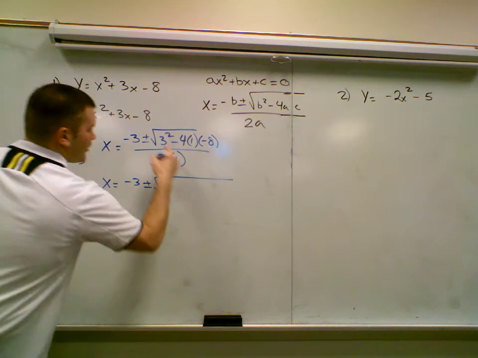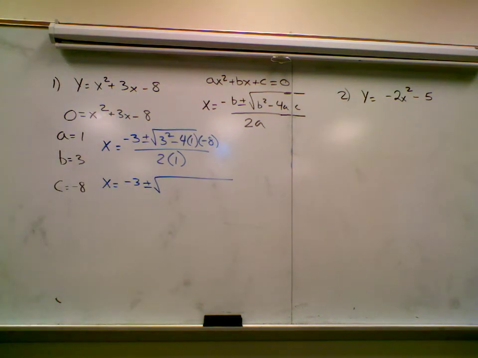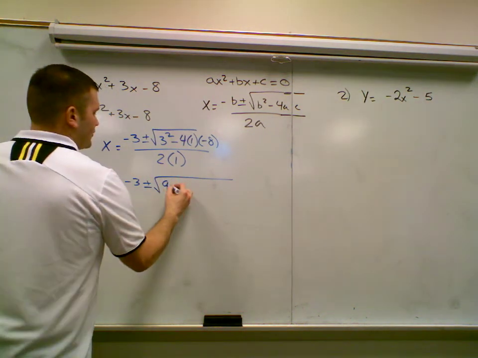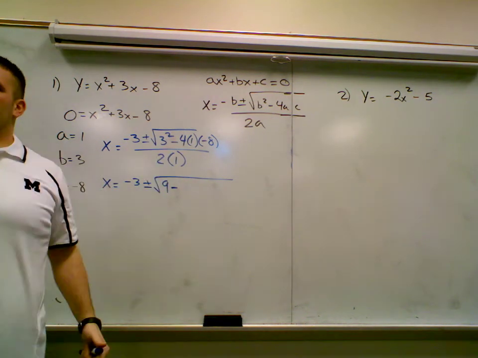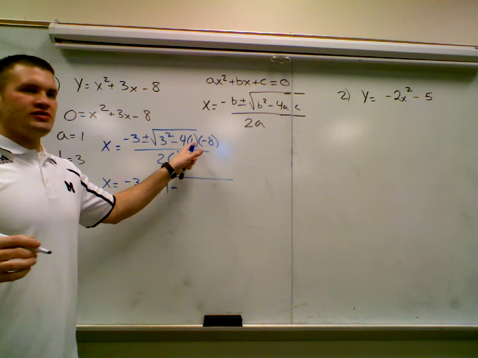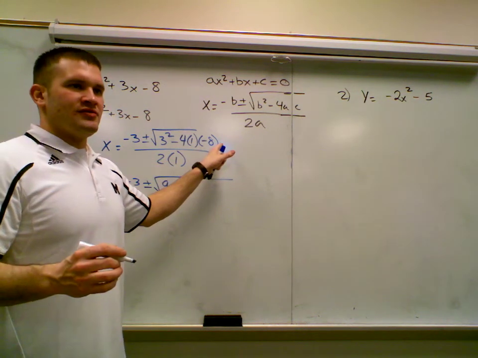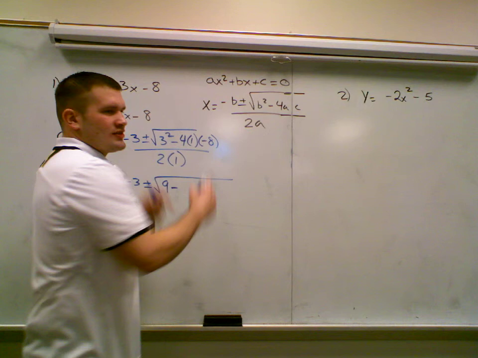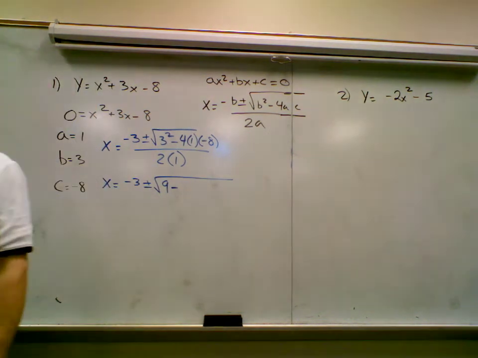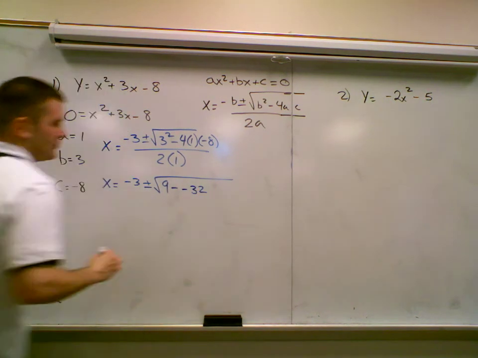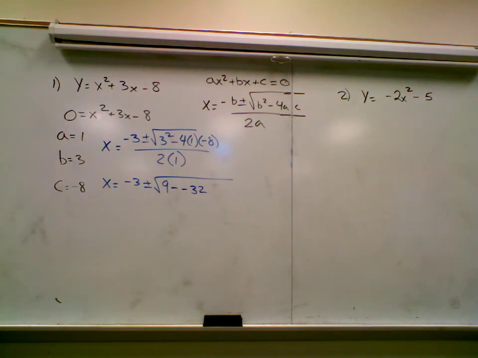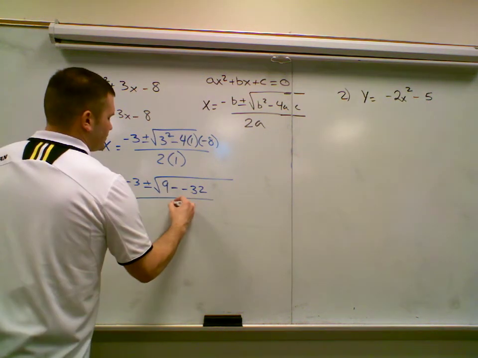My secret weapon. All right, 3 squared. What's that? 9. Now, 4, 1, -8. I multiply those all together, don't I? 4 times 1 times -8 is 32. You can do this all in one step in your calculator. Just do 4 times 1 times -8. And we get -32. All over 2 times 1 is 2.